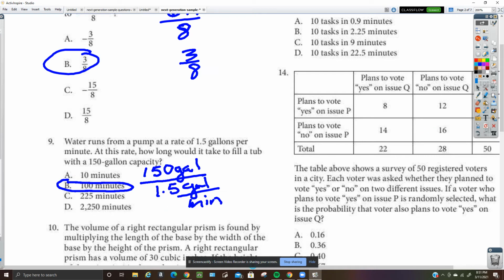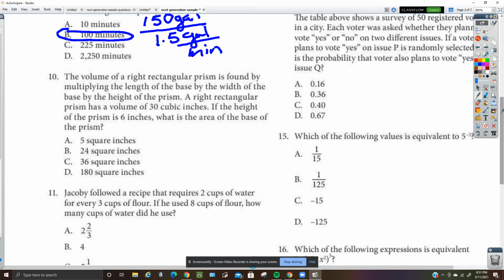The volume of a rectangular prism is found by multiplying the length of the base by the width of the base by the height. The rectangular prism has a volume of 30 cubic inches. If the height is 6, what's the area of the base?